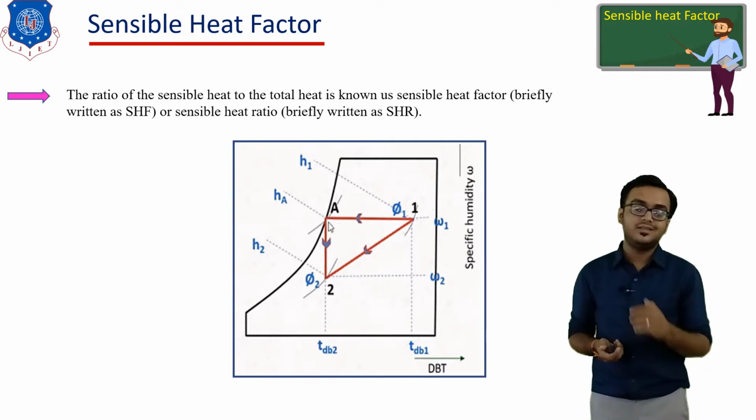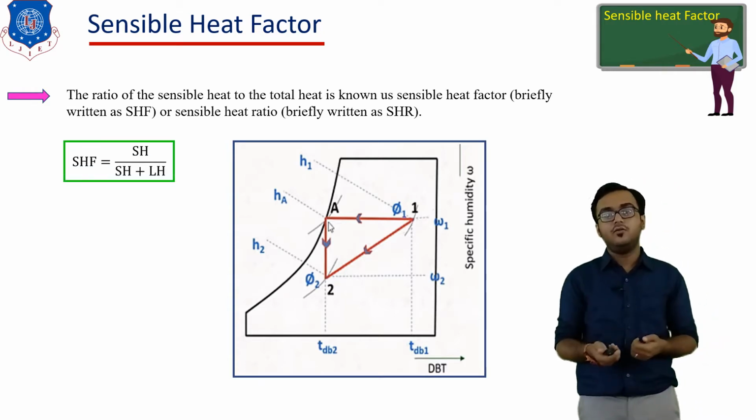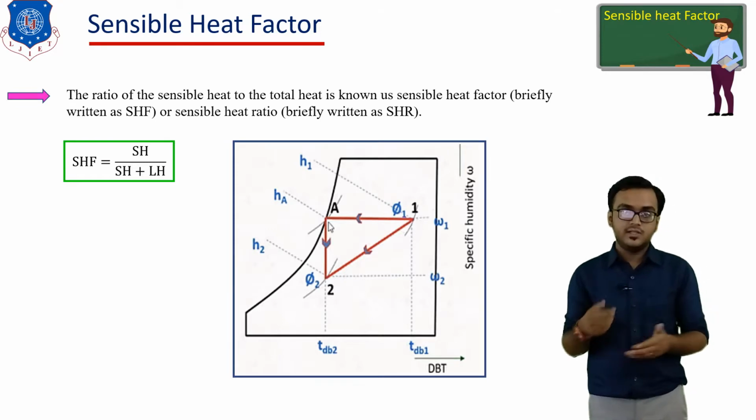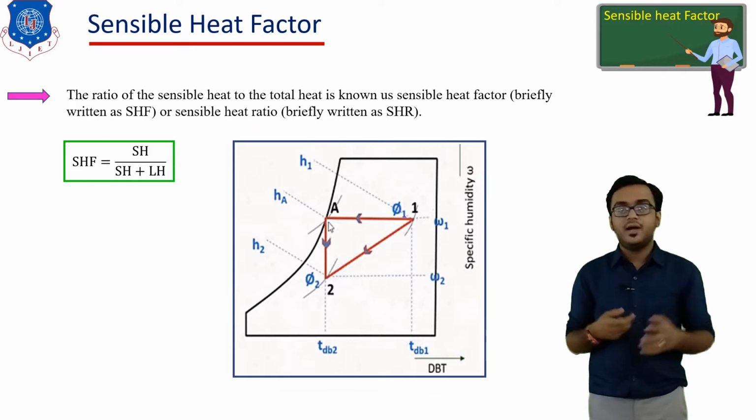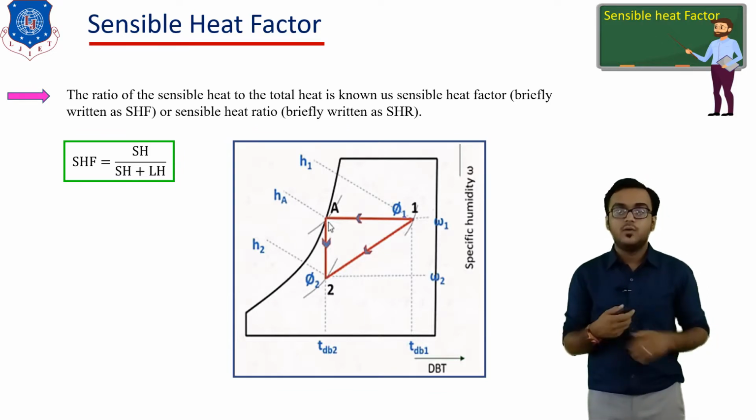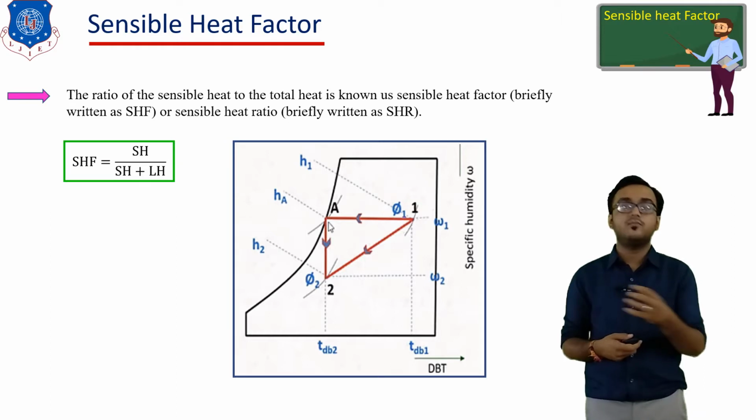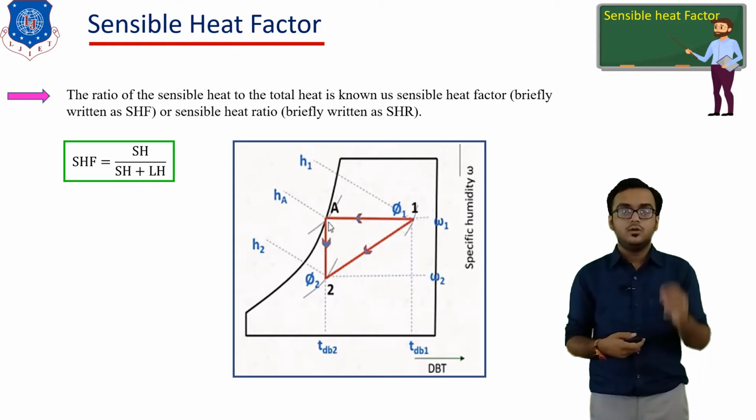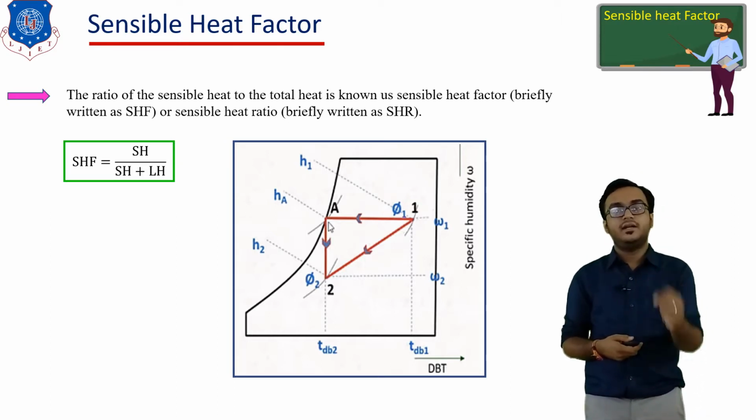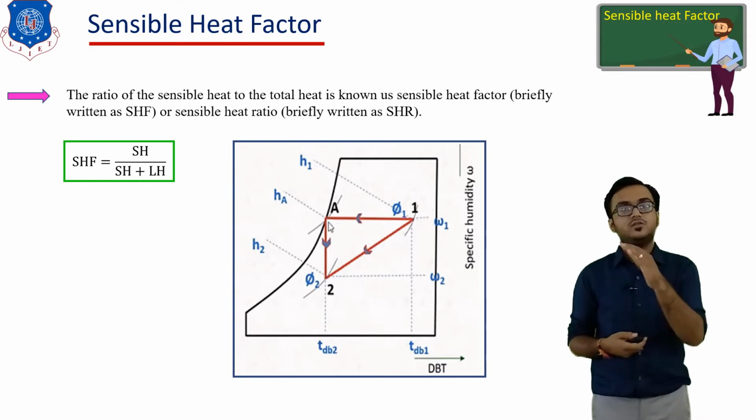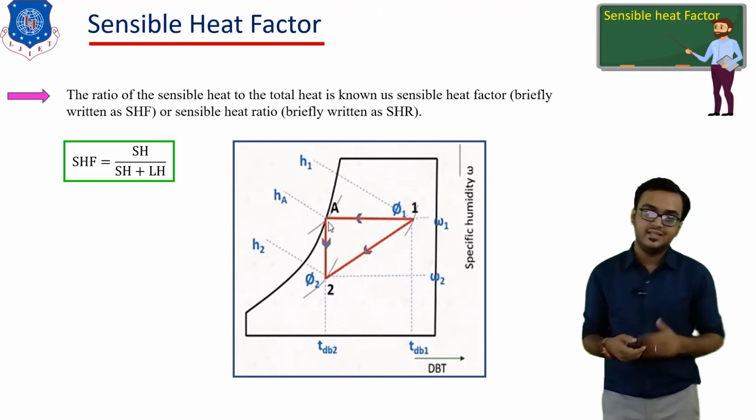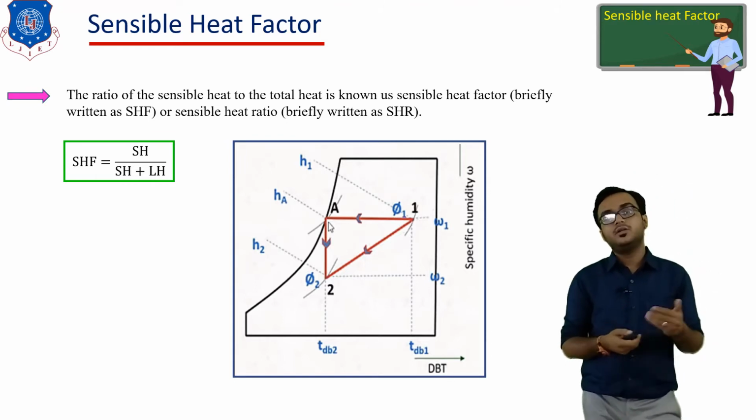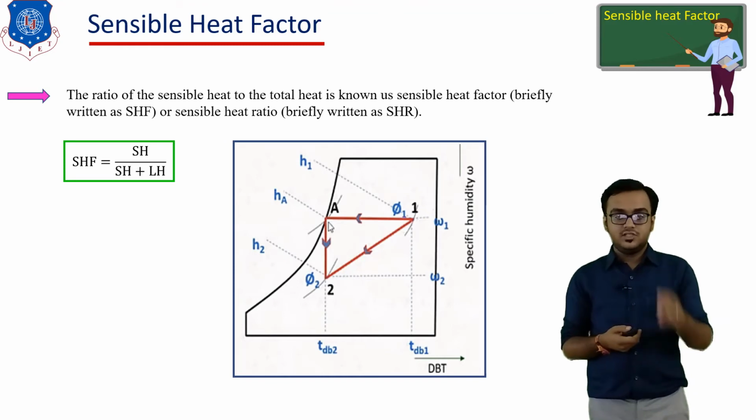As I told you, the sensible heat factor is nothing but the ratio of sensible heat to the total heat. Sensible heat is the heat that is removed from the air by the refrigerant absorbing the heat, while latent heat is the heat that is removed via moisture. So the total heat is equal to sensible heat plus latent heat. This ratio defines the slope of the cooling and dehumidification process. And when we are designing the air conditioning system for a particular building, this is quite an important factor.